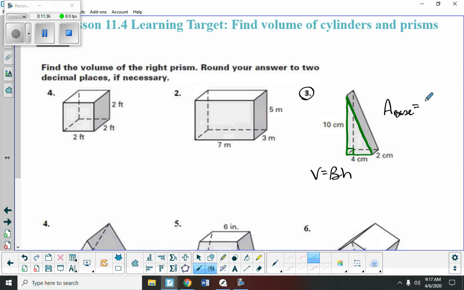Okay, and so that's base times height divided by 2. So 4 times 10 divided by 2 would be 20. So the volume of the base is 20. The height is the distance between the two, and that would be centimeters cubed.